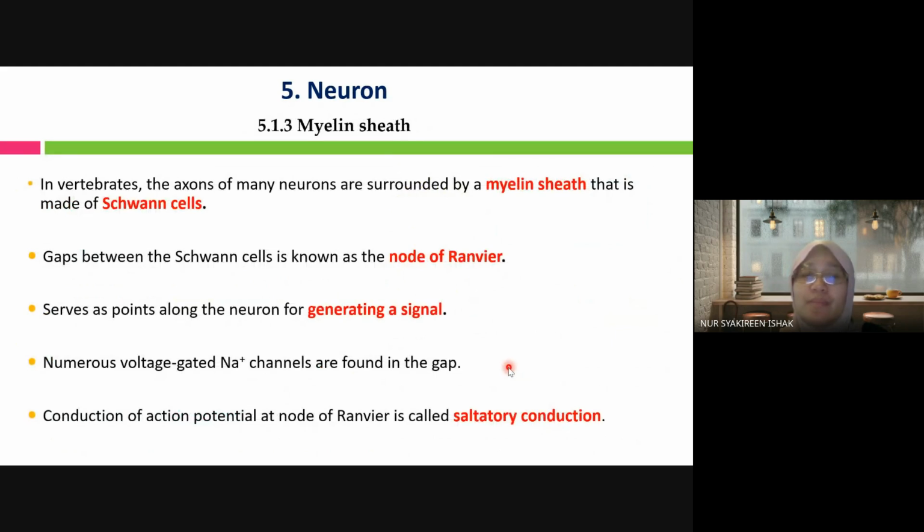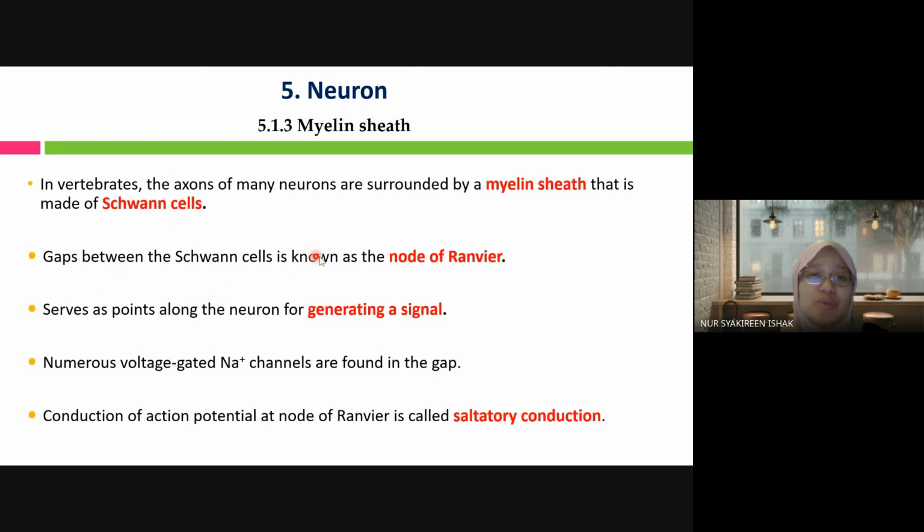Next is the myelin sheath. In vertebrates, the axons of many neurons are surrounded by a myelin sheath that is made up of Schwann cells. Make sure you know how to spell myelin sheath. Sheath, not sheet, S-H-E-E-T. It is not sheet, not a flat piece, it is sheath. Make sure that you spell the term correctly. It is made up of Schwann cells, with a double N.